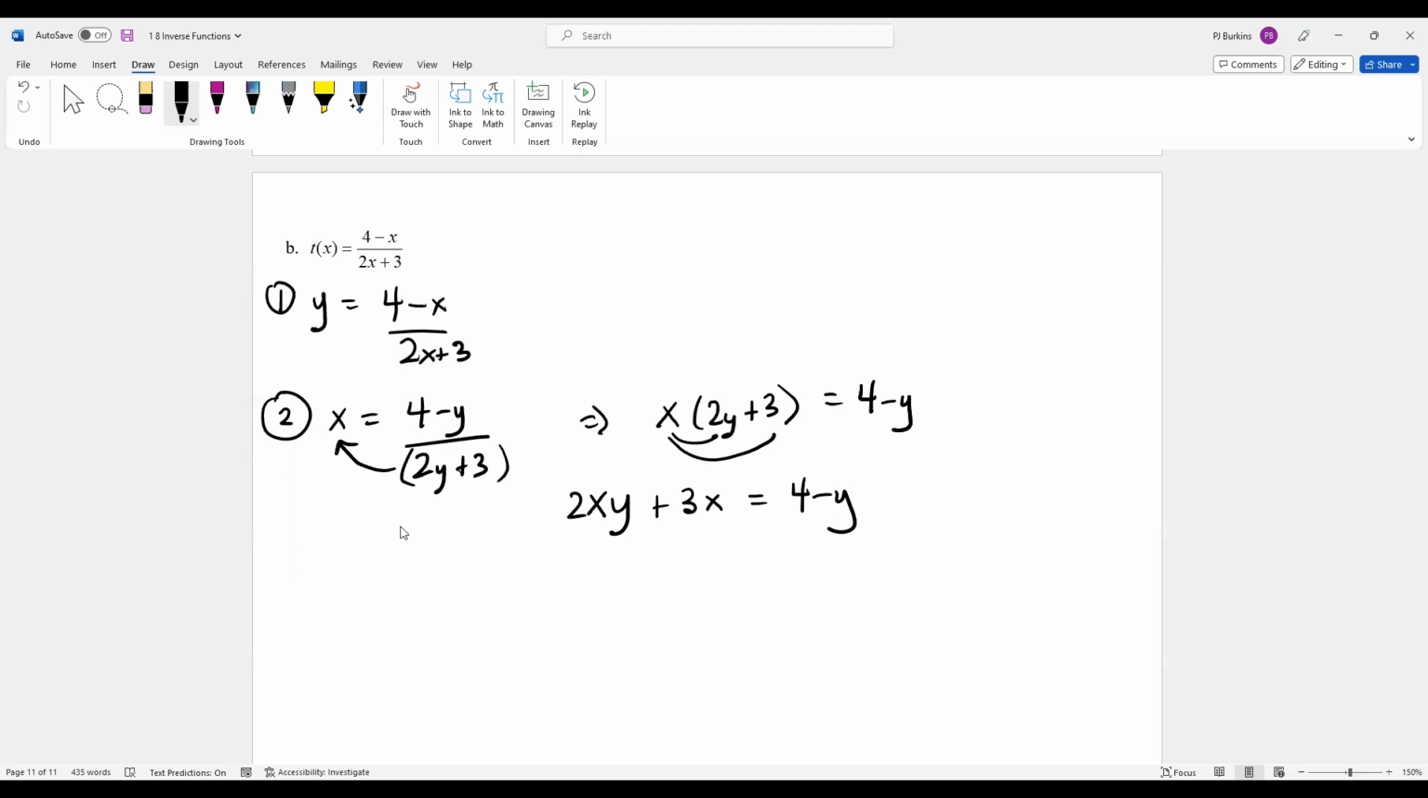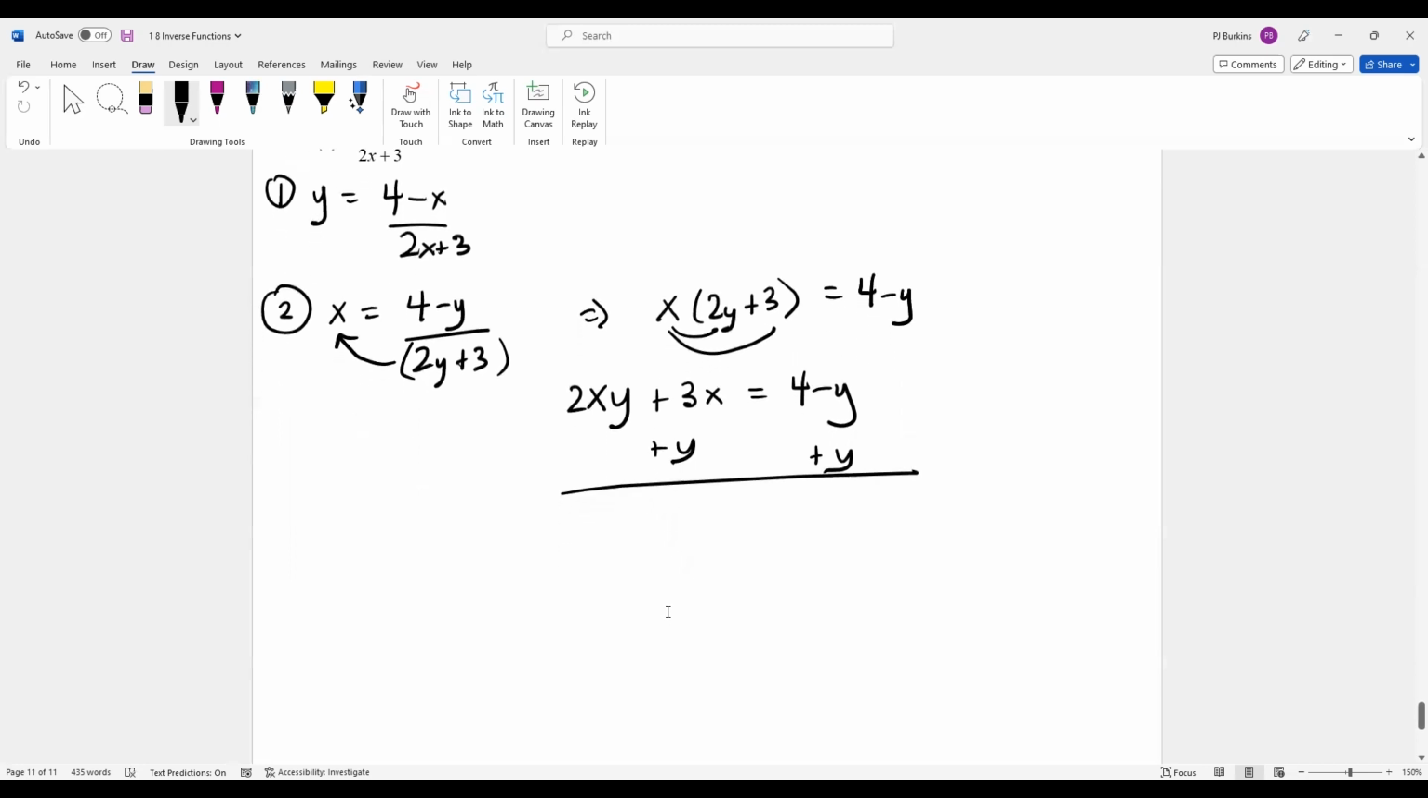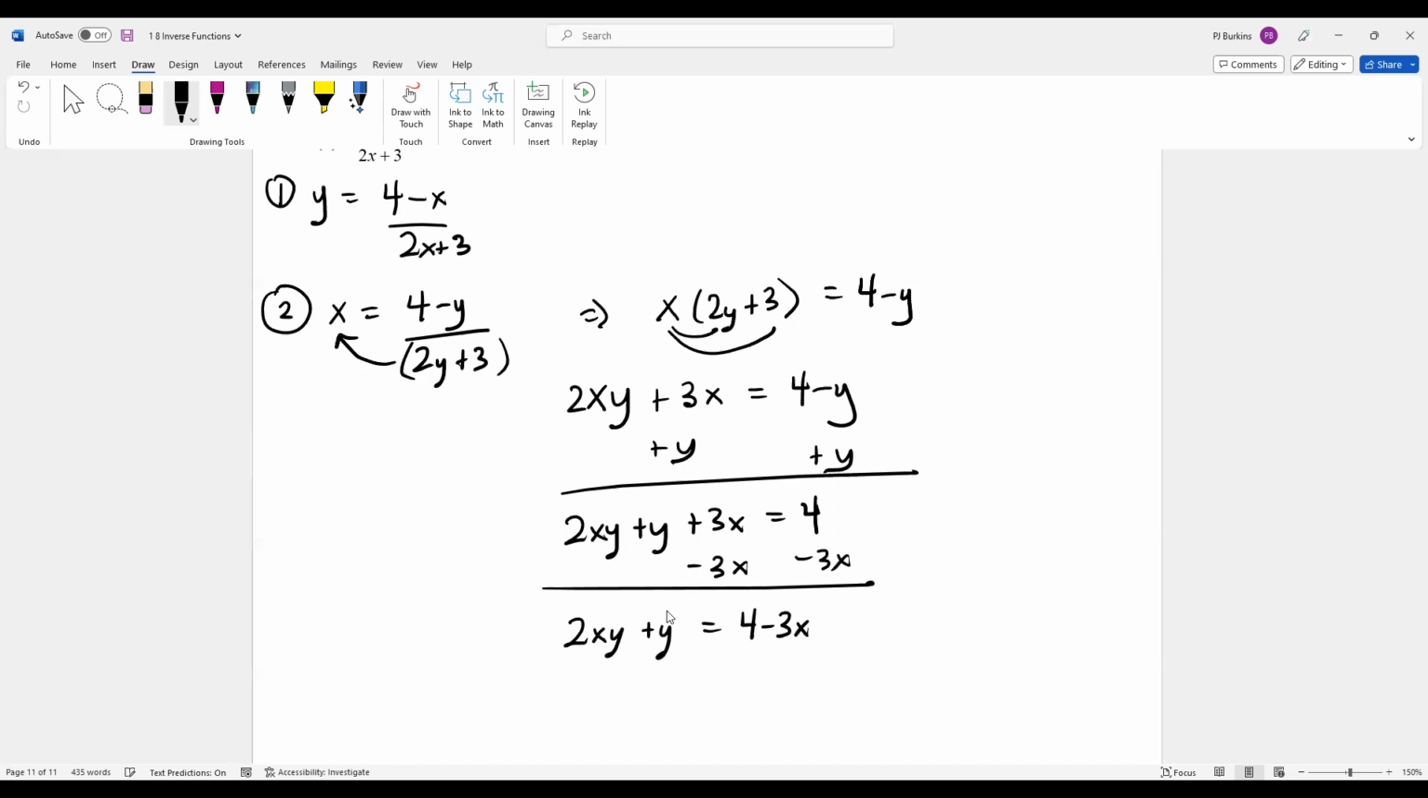Then we need to get all the y terms together. So I'm going to add y to both sides. And you could choose to move them around, right? Again, that would give you something a little different than what I have here. All right, so I have 2xy plus y plus 3x equals 4. I want just y on the left-hand side, so I'm going to subtract 3x. So I have 2xy plus y equals 4 minus 3x.